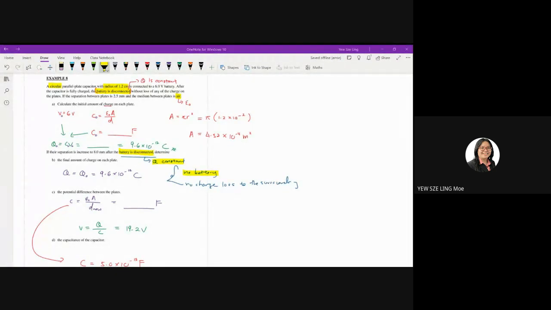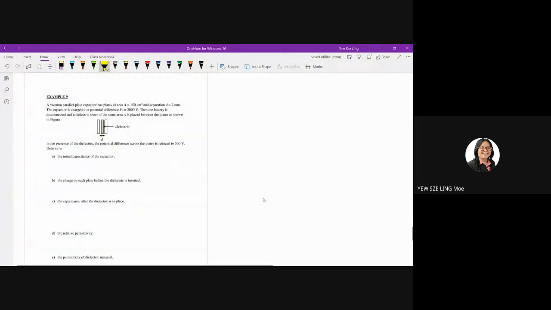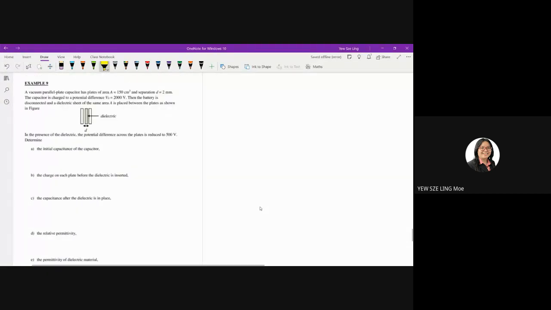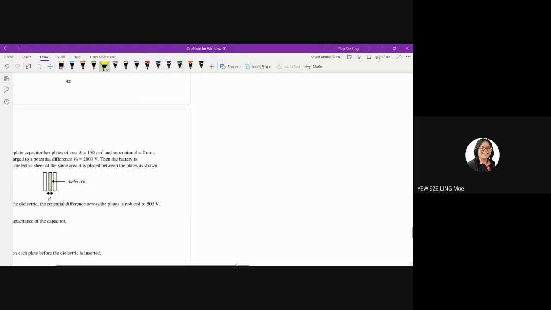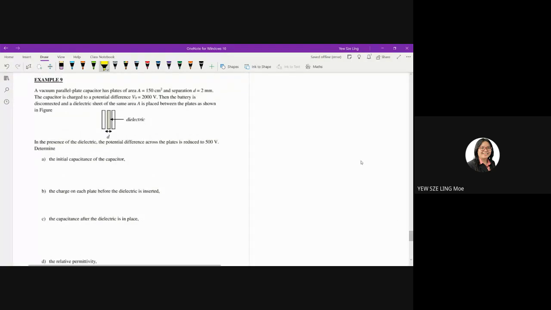Okay, so far so good. Example 9 combines both situations, with and without battery. So let's see. Example 9: a vacuum parallel plate capacitor has an area of 150 cm squared, and the separation is 2 mm.